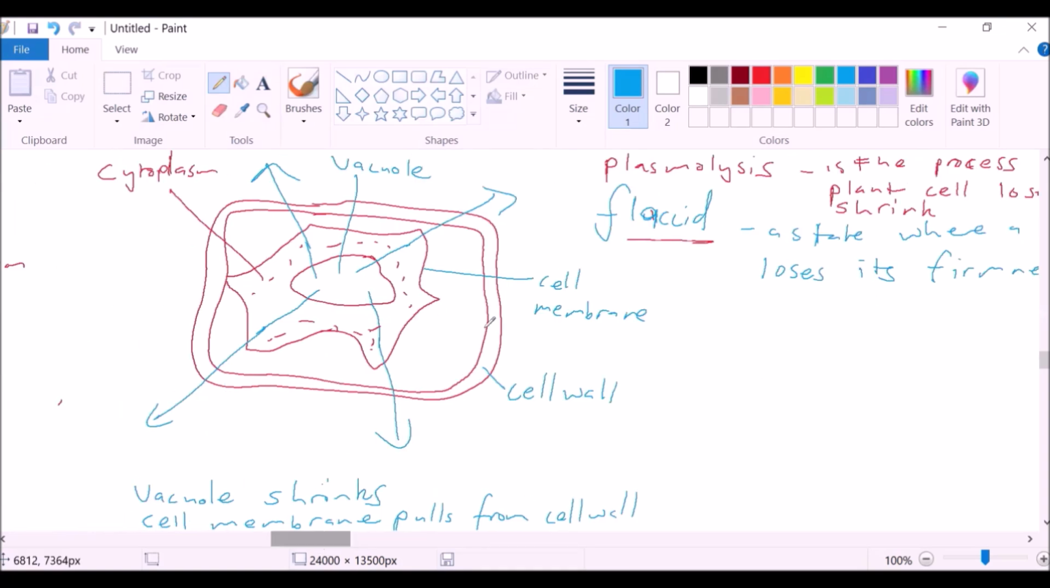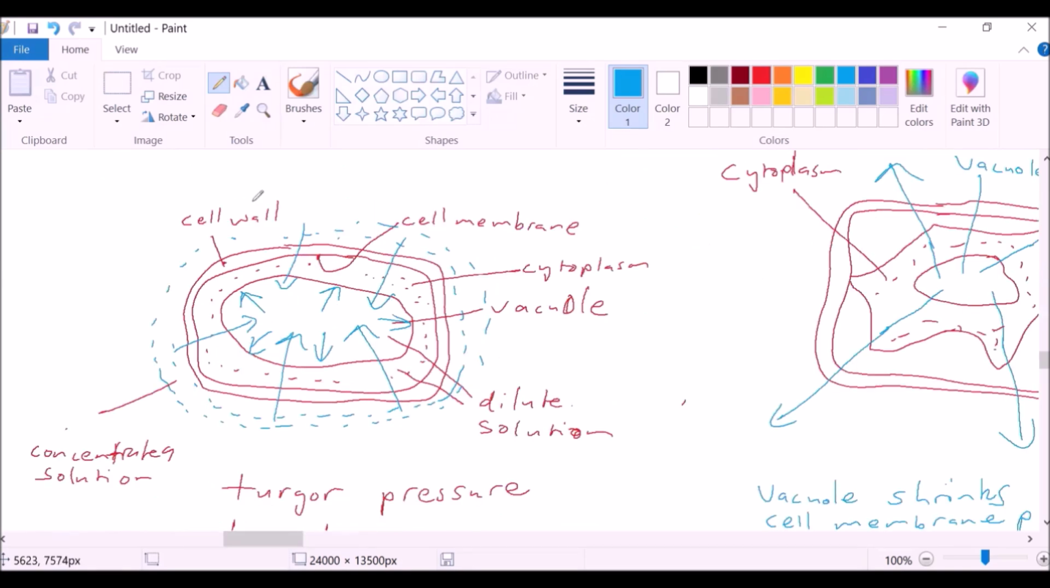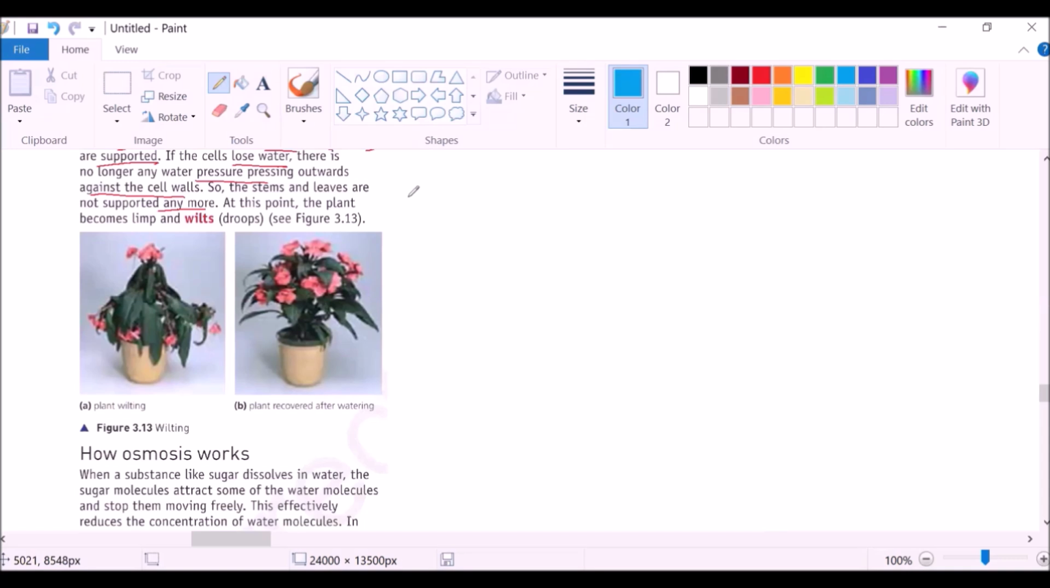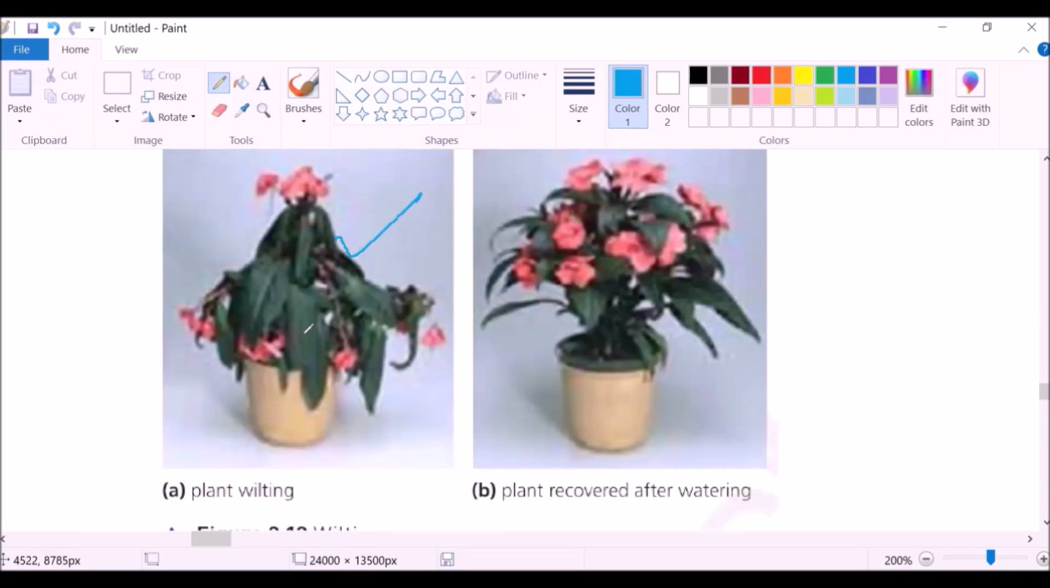So this is a flaccid cell. This is a turgid cell. If plant cells continuously lose water, there will come a point where the plant becomes limp and it wilts, which means its leaves and stems will droop. So this is an example of a wilting plant. It's droopy, and this is an example of a plant whose cells are turgid.